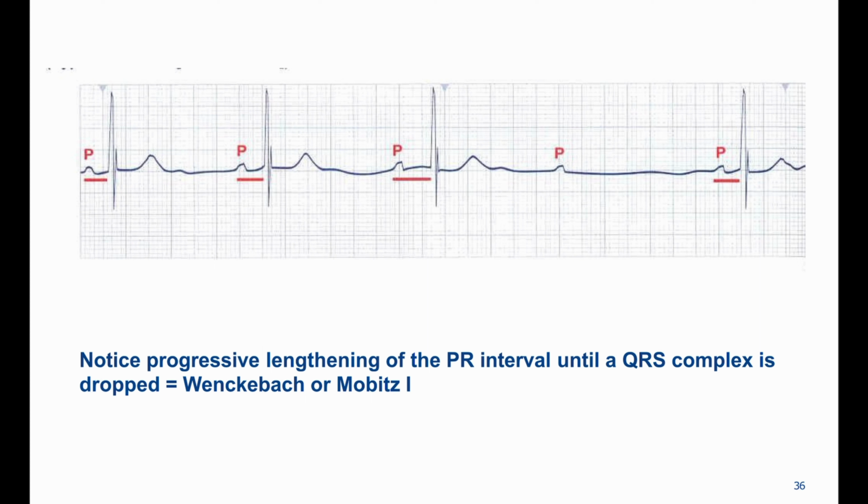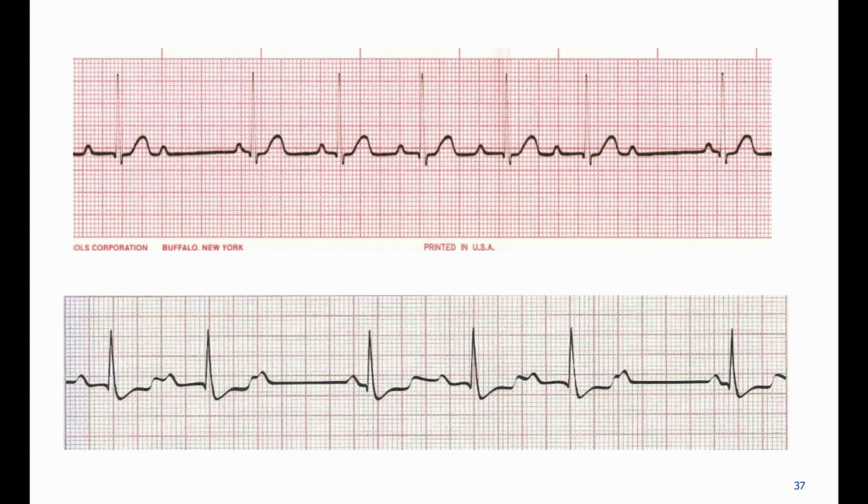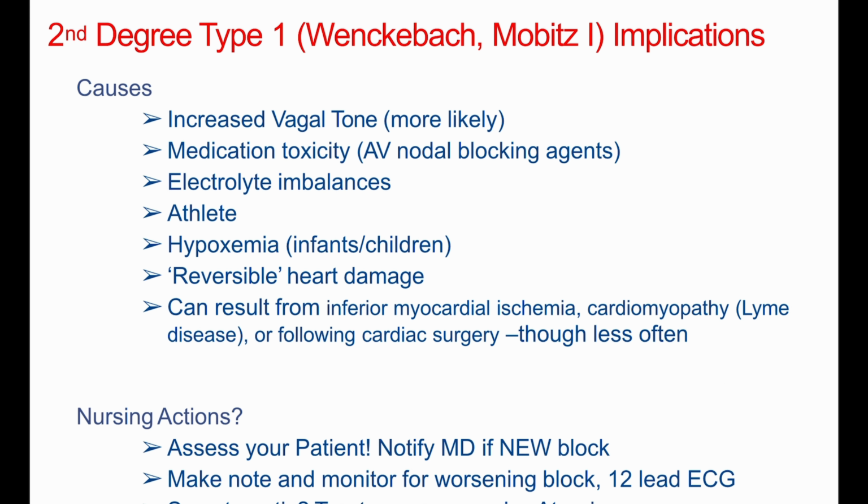You can see in the image the progressive lengthening of the PR interval until the QRS complex is dropped. That's called Wenckebach. Progressive, progressive, drop. Then again it goes the same way. In this one also you can see the progressive lengthening.